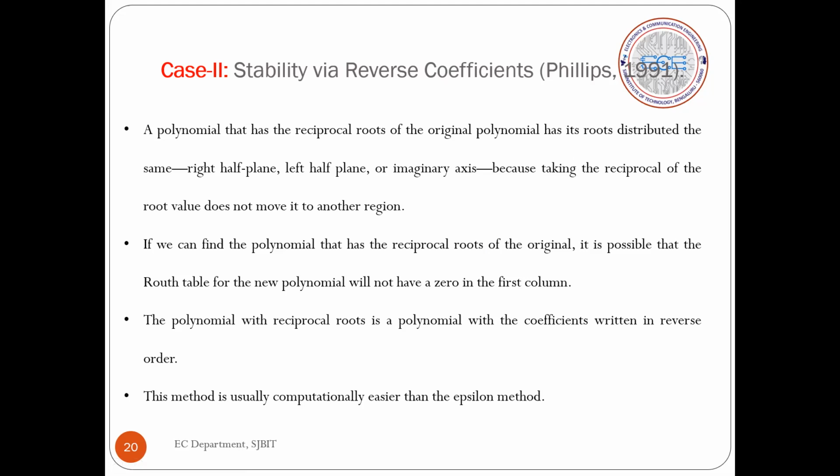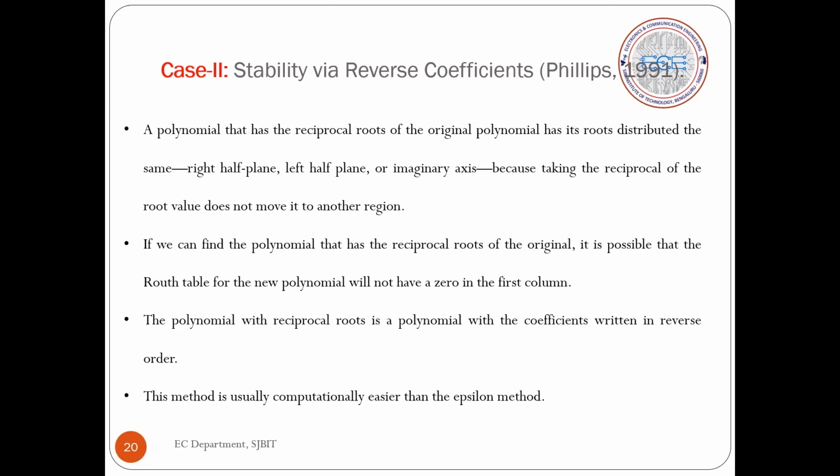So as I said, the root distribution will not change. For example, in the original polynomial, if you have two roots to the left, two roots to the right, and one pair on the imaginary axis, then if you construct a reciprocal system by reversing the coefficients, the roots distribution remains the same: two to the left, two to the right, and one pair on the imaginary axis. The distribution pattern will not change. The number of roots to the left side, the right side, and on the imaginary axis, that is what we call the distribution pattern, will remain the same.